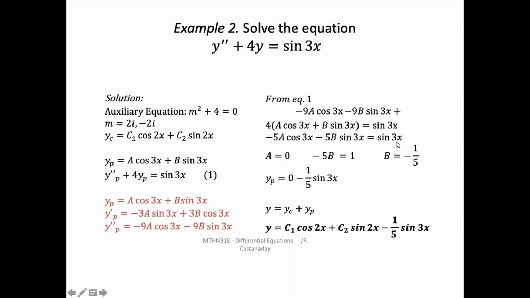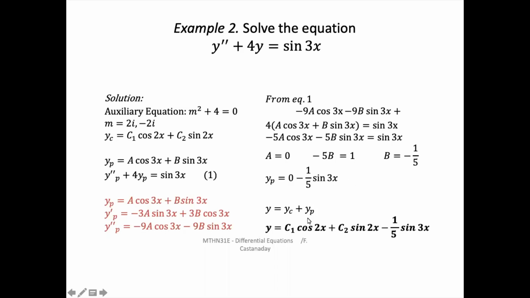Now we equate the coefficients. Equate the coefficients of cosine 3x. Here we have negative 5a, and on the right member you have none. Therefore a is equal to 0. For sine 3x, you have negative 5b, and for the right member, you have positive 1. That's why b is equal to negative 1 over 5. Thus, your y sub b is equal to 0 minus 1 over 5 sine 3x.